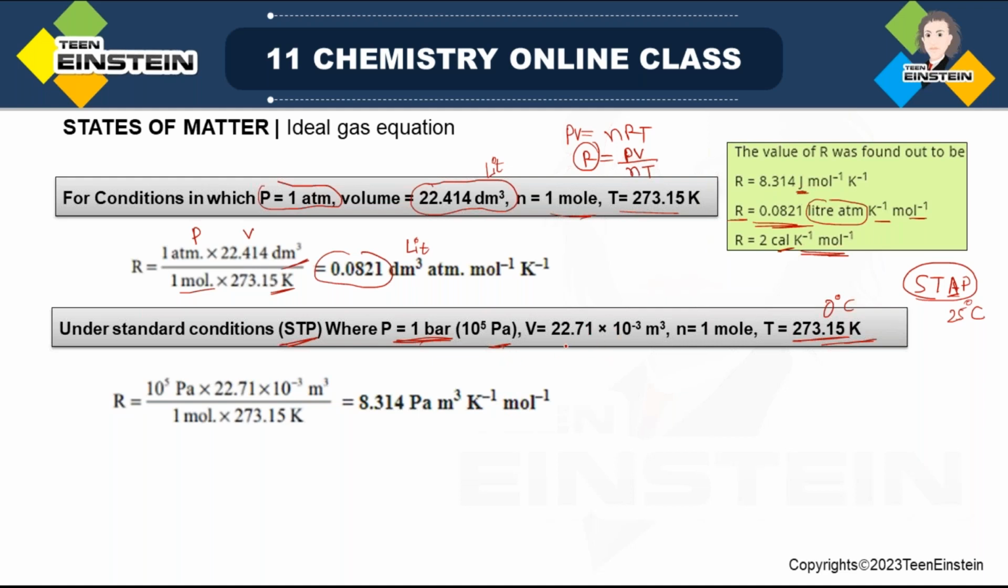Then volume is taken in meter cube unit, because now you are getting the value of R in joule. In SI, you cannot take dm cube or liter, you have to take meter cube. So this is the volume, meter cube. N is again 1, T is just like before. So when you are putting all this, this is pressure, this is volume. You see, this is dm cube, 22.4 almost, and this is 22.7, almost same.